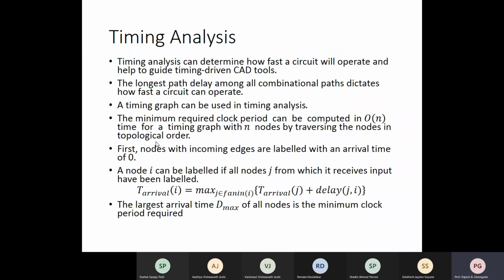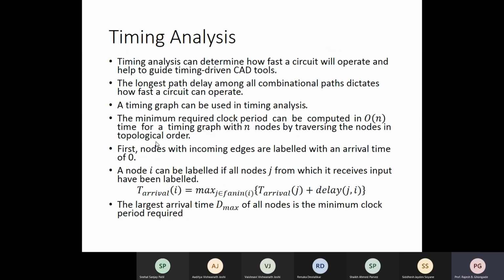The longest path delay among all combinational paths will dictate how fast a circuit will operate. In fact, we have already seen this longest path delay. A timing graph can be used in timing analysis. The minimum required clock period can be calculated in order of n time for a timing graph with n nodes by traversing the nodes in topological order.